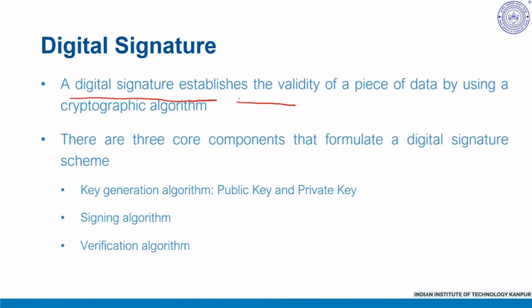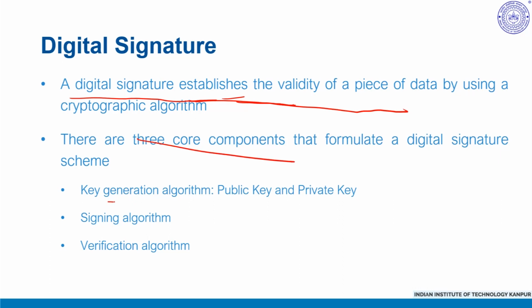We have digital signature, which is also a very important component. A digital signature establishes the validity of a piece of data by using a cryptographic algorithm. It is also a scheme for verifying that a piece of data has not been tampered with. There are three core components that formulate a digital signature scheme.